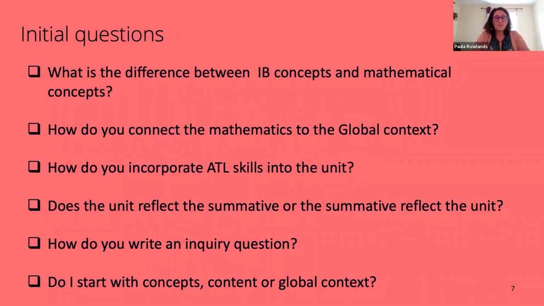So first of all, what's the difference between the IB concepts, the key concepts, related concepts, and what I was used to as mathematical concepts? Are they the same? Are they different? Are they connected? How on earth do you connect the mathematics with the global context? How do you do that? What's expected? How do you incorporate ATL skills into the unit? Do you have to do all of them, or do you focus on one or two of them?